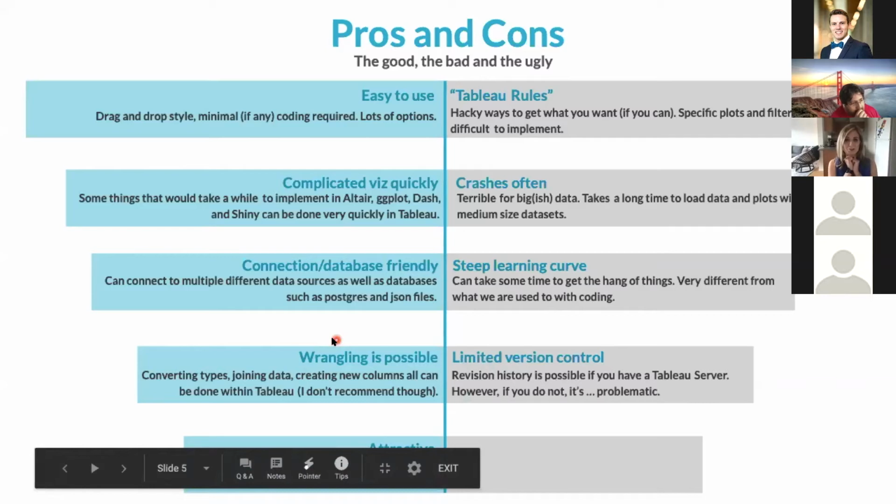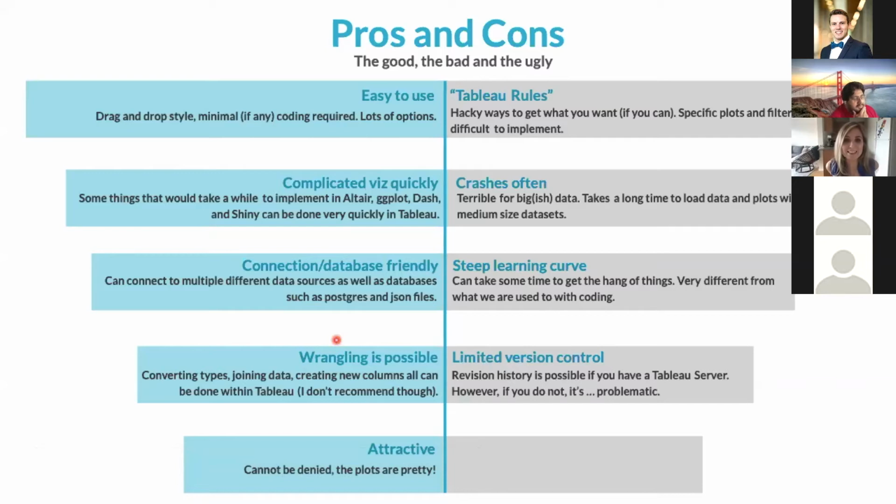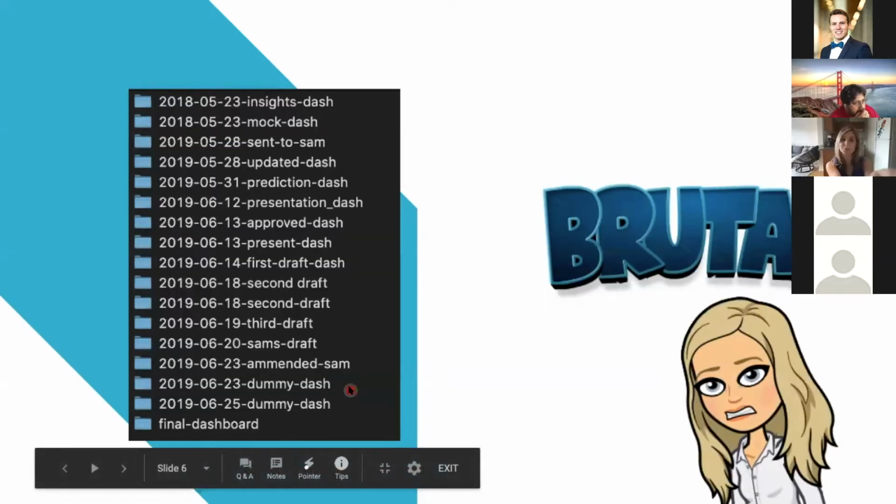Limited version control. Okay, you've already seen a little bit of foreshadowing of the next slide. This is problematic, to say the least. They have something called a revision history. So if you have a Tableau server, you can see somewhat like Google Slides and Google Documents, the revisions that have been done, but it's not the code. You can't see exactly what's been happening. And that's only if you have Tableau server. If you just have the educational license, which I did, there is nothing to go off of. So you might end up looking something like this, which was mine.